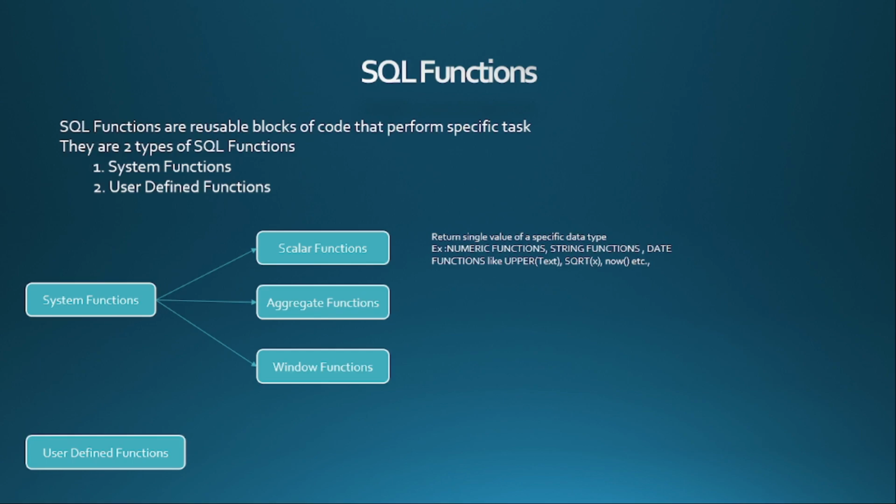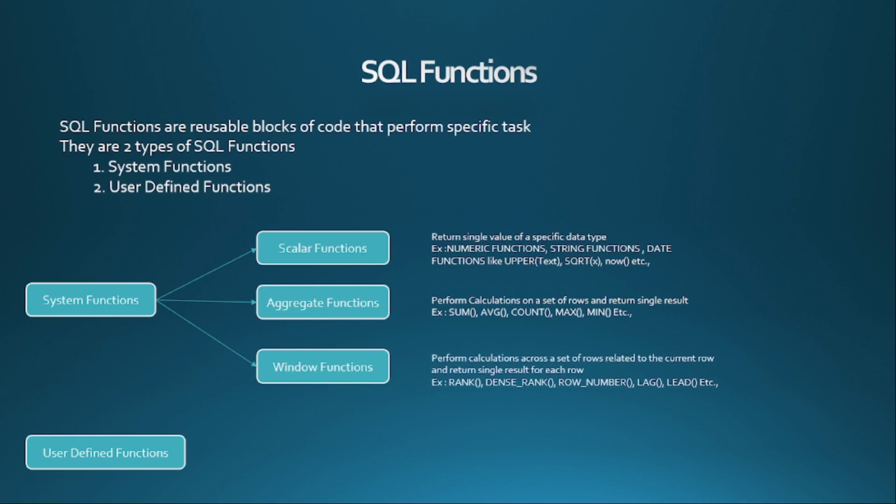Aggregate functions. Aggregate functions are the functions which perform some calculations on a set of rows, and finally return a single result. We have different aggregate functions like sum, average, count, max, min, etc. So these are the aggregate functions with which we can perform calculations using the group by and having clauses.